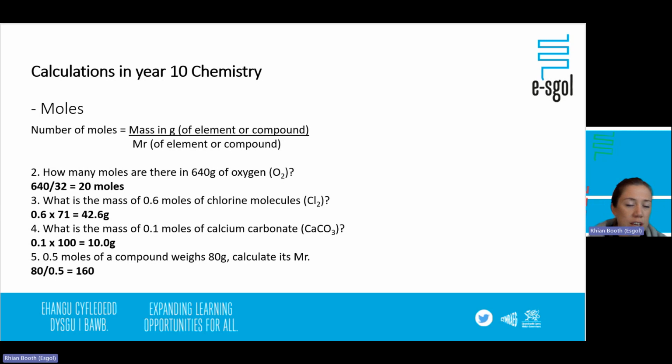So once again, we've rearranged the equation above, and we've got 0.1 moles times the MR, which for calcium carbonate is 100. So that gives you a mass of 10 grams. And finally, 0.5 moles of a compound weighs 80 grams. Calculate its MR. So we have the number of moles and we have the mass, but we don't have the MR. So we would do 80, which is the mass, divided by the number of moles, 0.5, gives you an MR of 160.